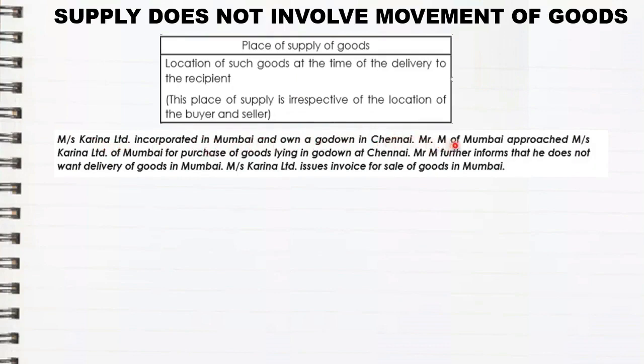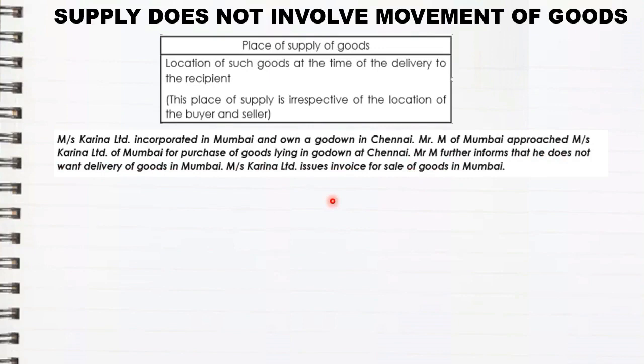Mr. M of Mumbai approached Messrs. Karina Limited of Mumbai for purchase of goods lying in godown at Chennai. Mr. M further informed that he does not want the delivery of goods in Mumbai. Messrs. Karina Limited issued invoice for sale of goods in Mumbai. Now here, let us understand this example.